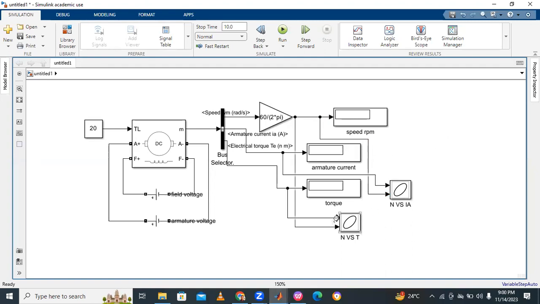Here, X-axis is torque, speed versus torque, and Y-axis is speed. Similarly, the next graph characteristics: speed versus torque is over, speed versus current is over, and next is torque versus IA. Torque on Y-axis, armature current on X-axis. The first terminal is X, the second one is Y.